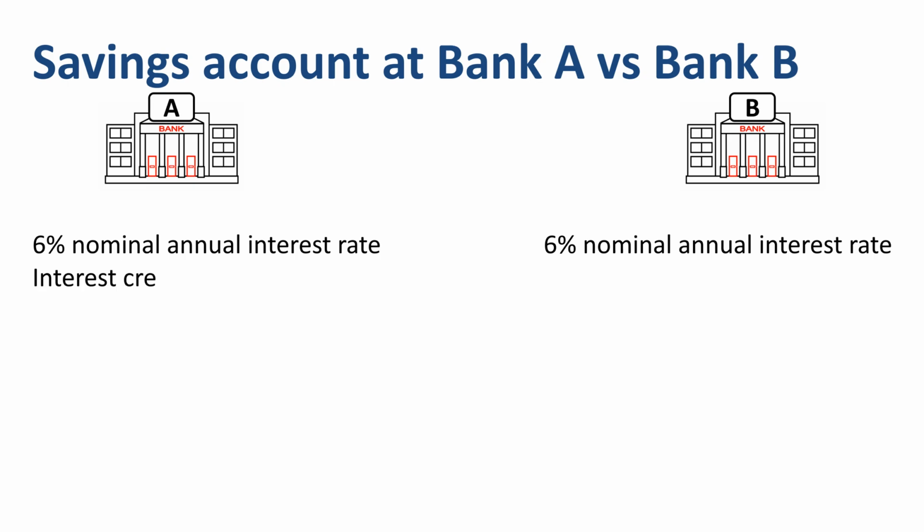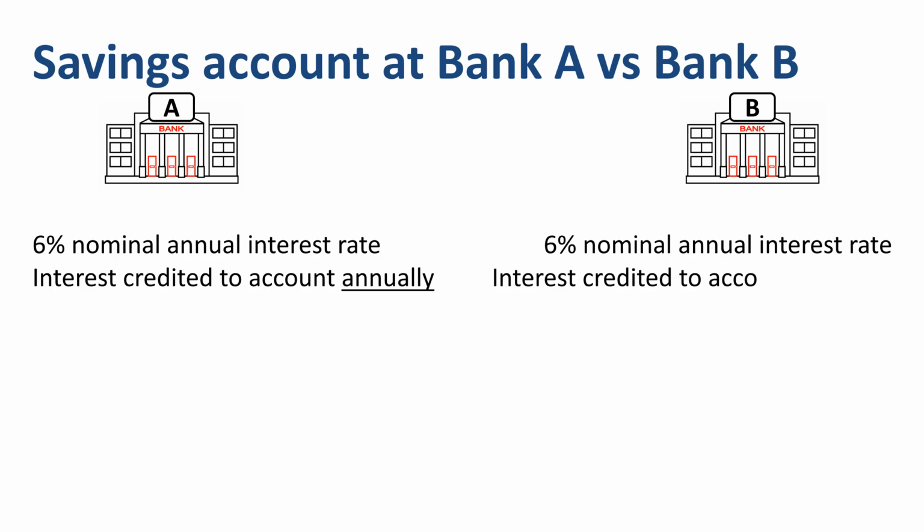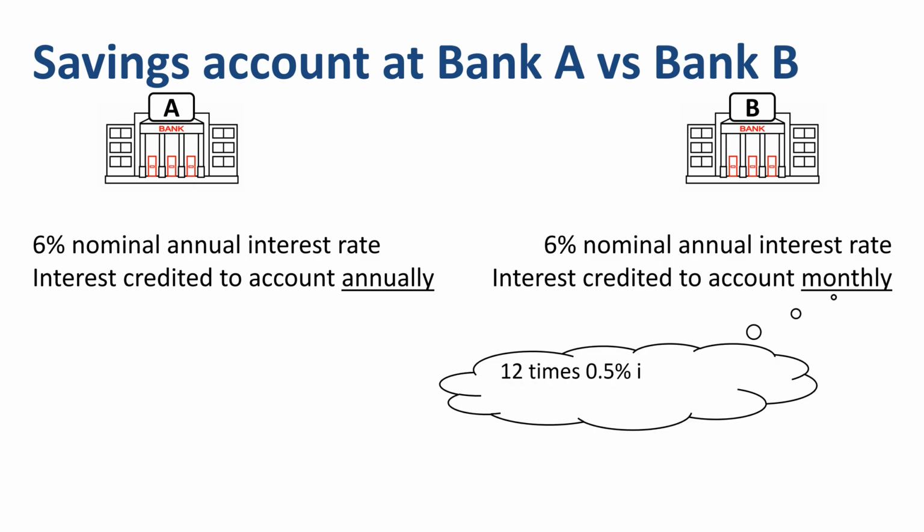At Bank A, the interest is credited to your account annually. At Bank B, monthly. Does that make any difference? 12 times 0.5% interest equals 6% per year, right? The difference is the compounding effect of monthly interest versus yearly interest.